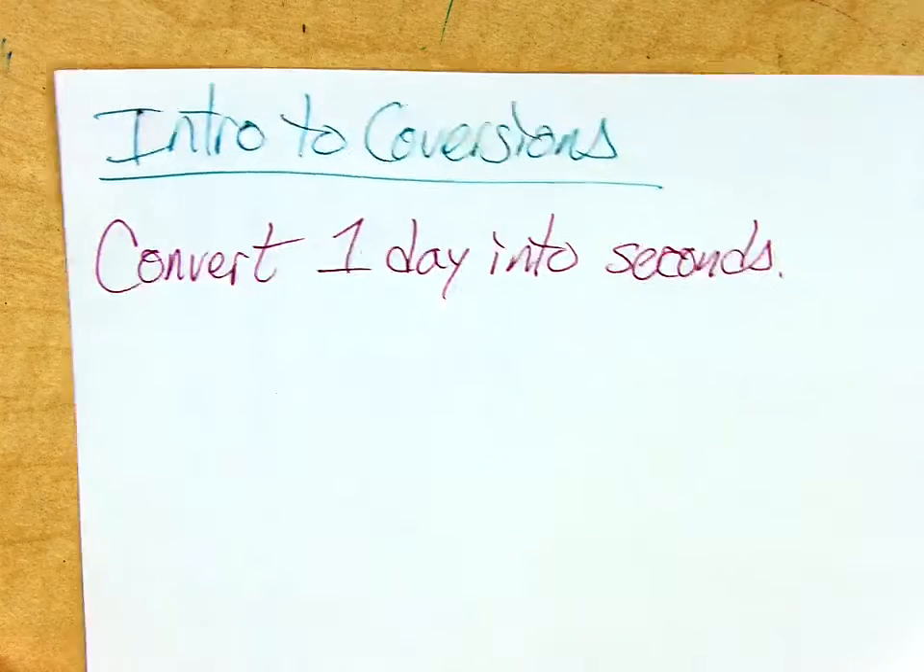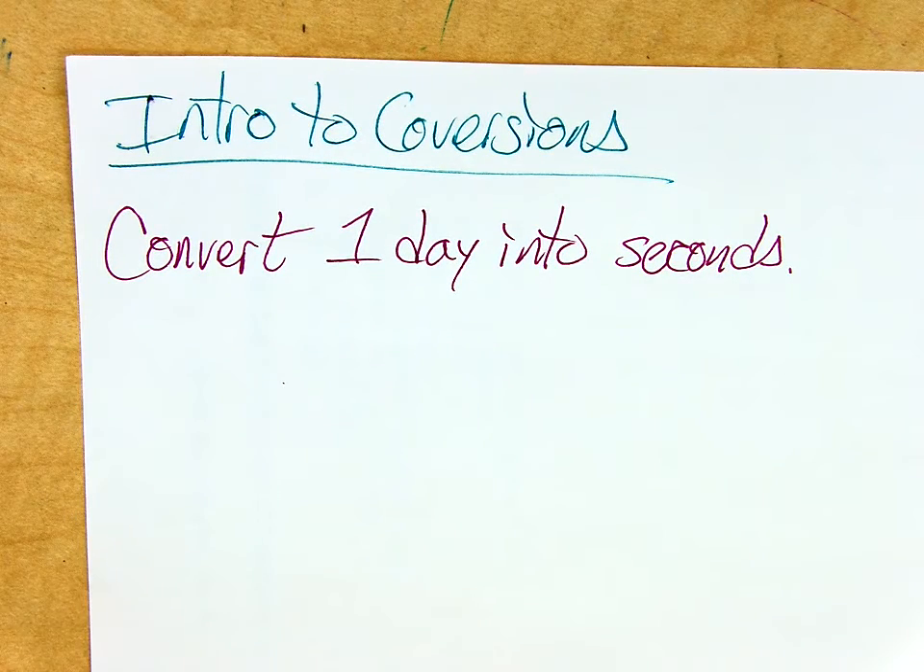Now, you all could probably figure this out on your own, but I want to show you a method that'll work for whatever you're trying to convert. It doesn't matter. Okay? I have no idea how many seconds are in a day. But I do know how many hours are in a day. Right? And if you don't, it's on your sheet, but I think you know anyway. What is it? 24 hours.